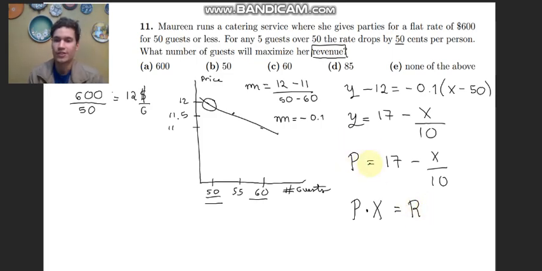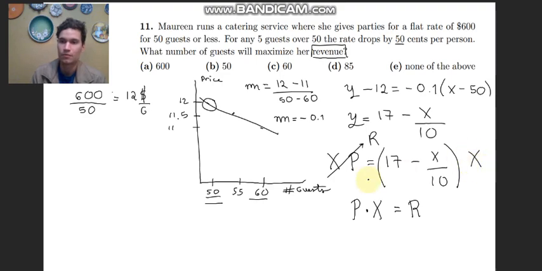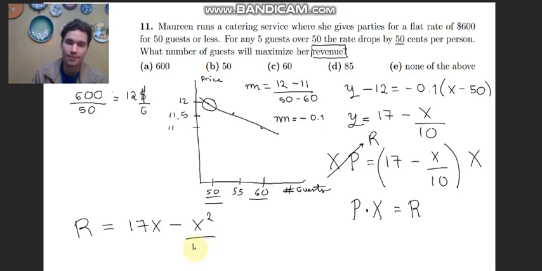Because we are looking for the revenue, we can create it here. Now here we got revenue. But if we put an x here, we must also put an x on the other side of the equation. And we end up with the revenue being equal to 17x minus x squared over 10. That's the equation of the revenue.